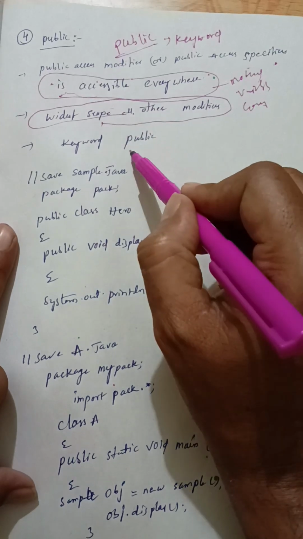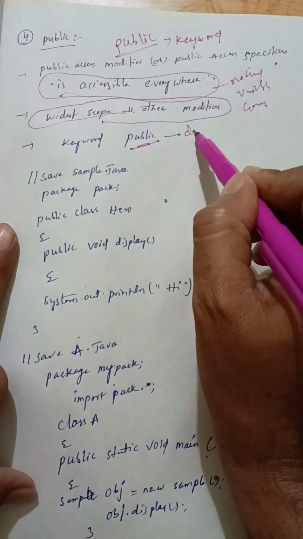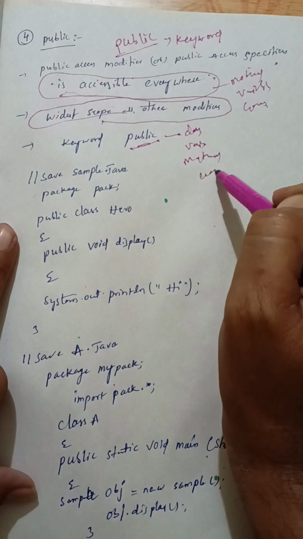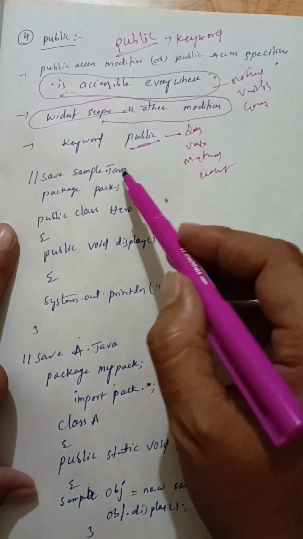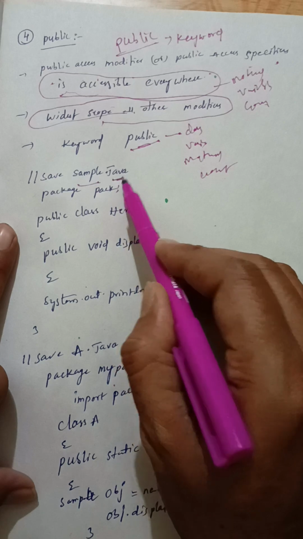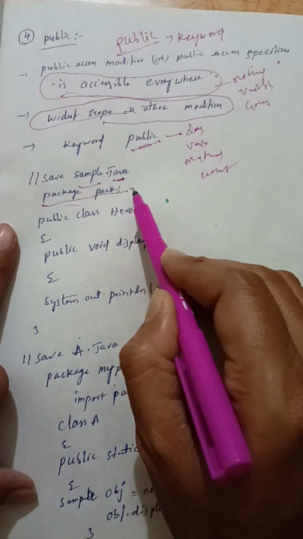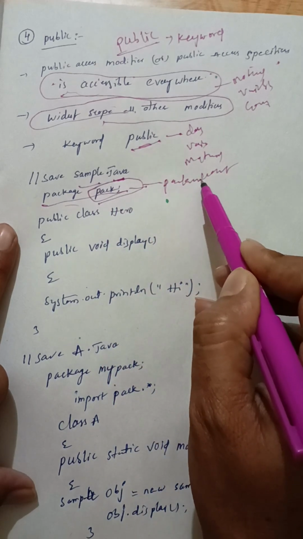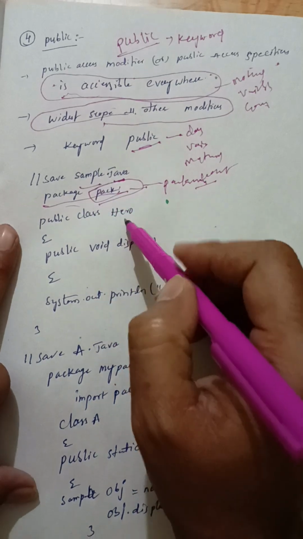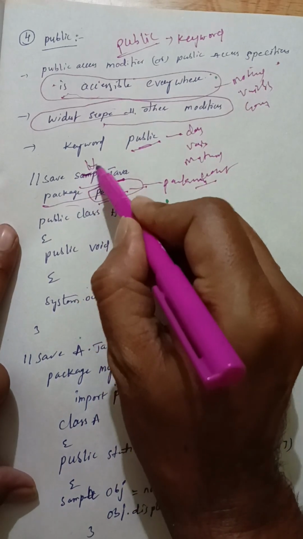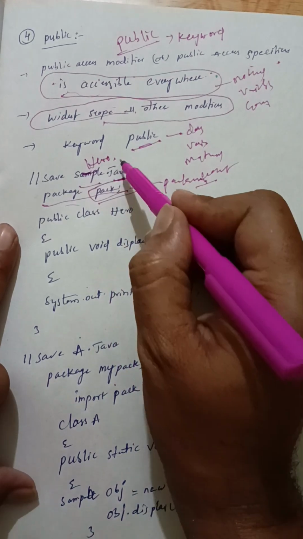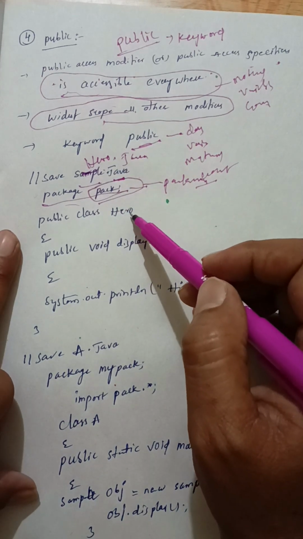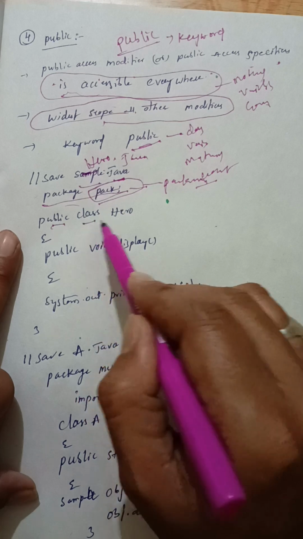The next one: the public keyword can be used with a class, variable, method and constructor. Let's see an example program. Save the program as sample.java. The package is pack, one package. Then save another program, hero.java. The class name is now public class hero.